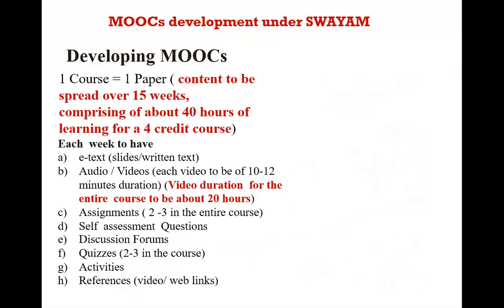Then it is given as 40 hours of learning for a 4 credit course, with text, slides and a written test. There is also an audio-video component, because the entire 40 hours is specified. 20 hours is given for quadrant 1, that is the audio video. The remaining 20 hours is given for assignments and self-assessment; the minimum and maximum is 2 to 3 assignments in the entire course. There are also self-assessment questions, discussion forums, and quizzes, 2 to 3 in the course, plus activities, and references of videos and webinars. So these are some of the things already in the mandate.